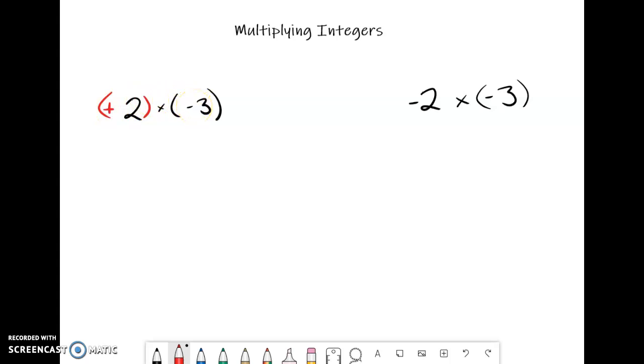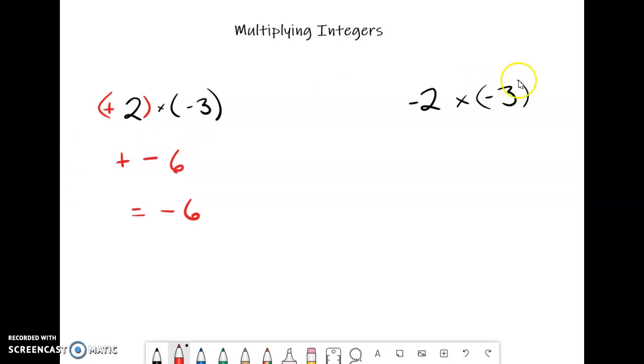So we're going to keep our signs, a positive and a negative. And then 2 times 3 is going to give us 6. Now again, you do not need to keep this positive sign, so you can simplify by just writing -6.